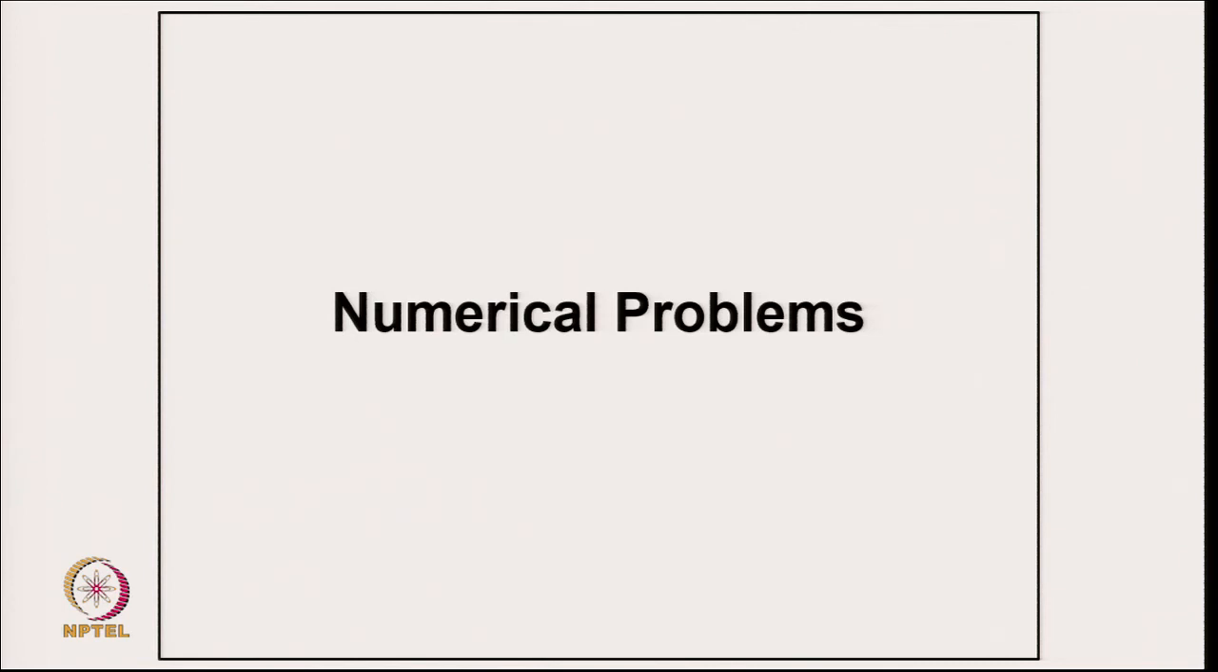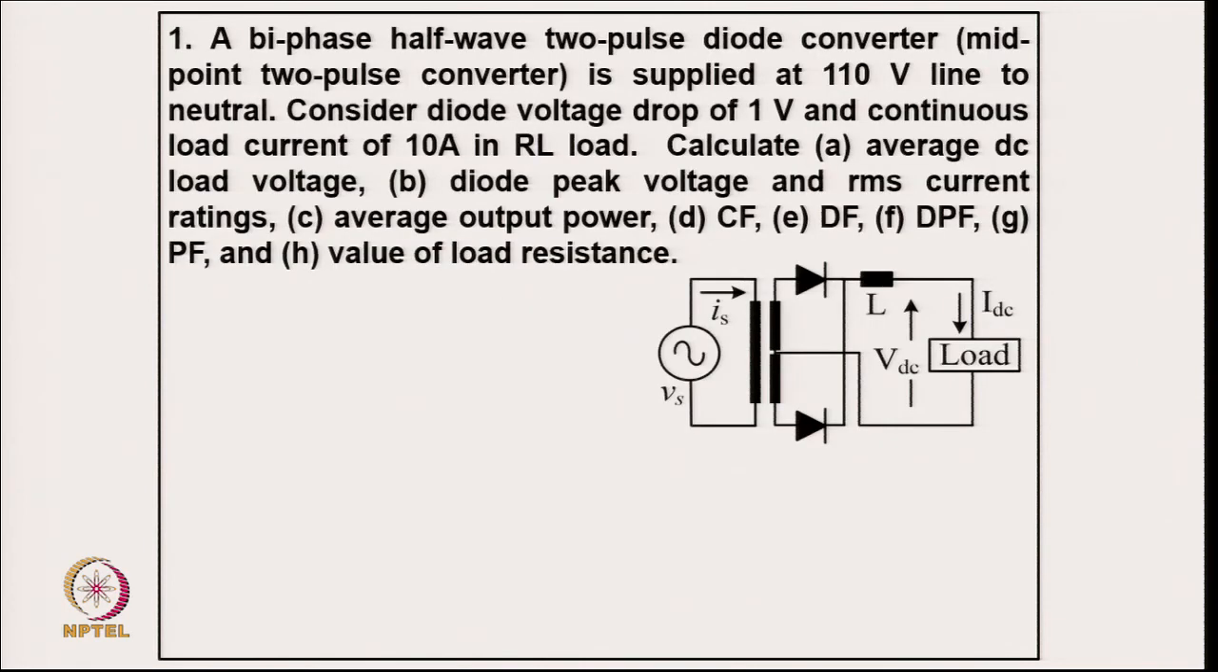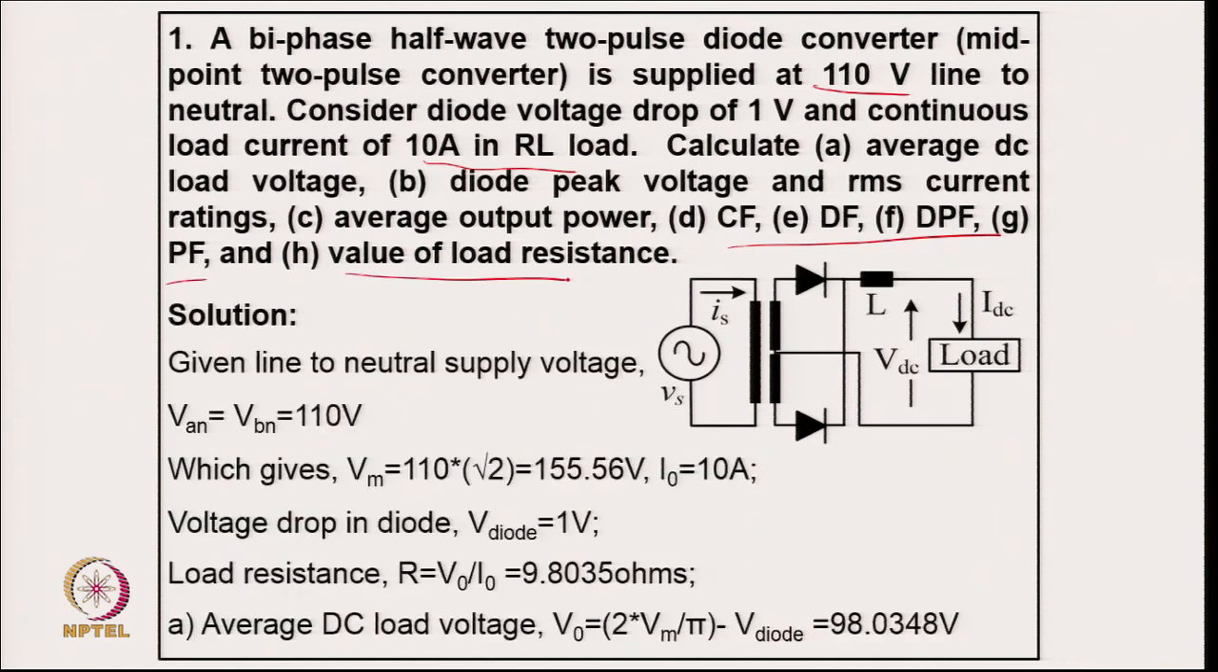Coming now to numerical problems on these conventional converters: the biphase half wave 2 pulse diode converter with midpoint is supplied at 110 volts, consider a 1 volt drop and a load resistance of typically 10 ohms with a highly inductive load. Calculate the average DC voltage, diode peak current, and the power quality parameters like form factor, distortion factor, displacement factor, and power factor, and the value of load resistance.